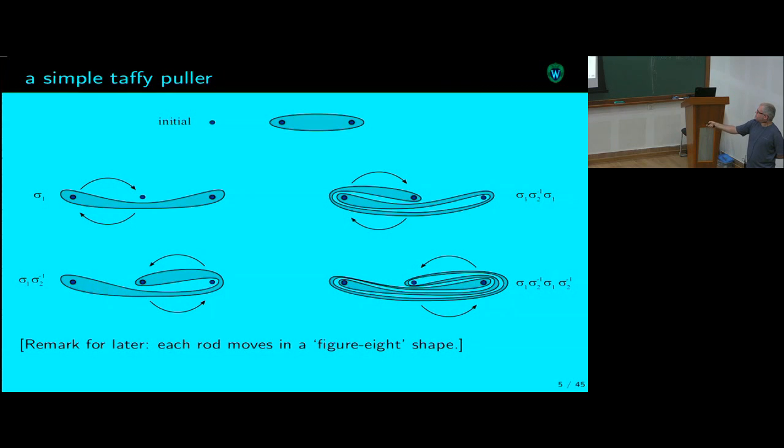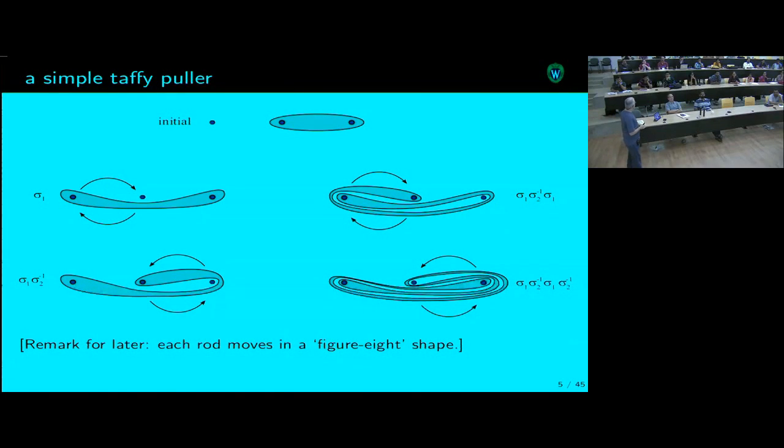So there are these little symbols I'm writing here in the margins. It won't take much staring at this to realize what they're supposed to mean, right? Sigma 1 is the clockwise exchange of the first and second rod, and sigma 2 inverse is the counterclockwise exchange of the second and third rod. In mathematics, these are called generators of the braid group, and they will possibly pop up a bit later.